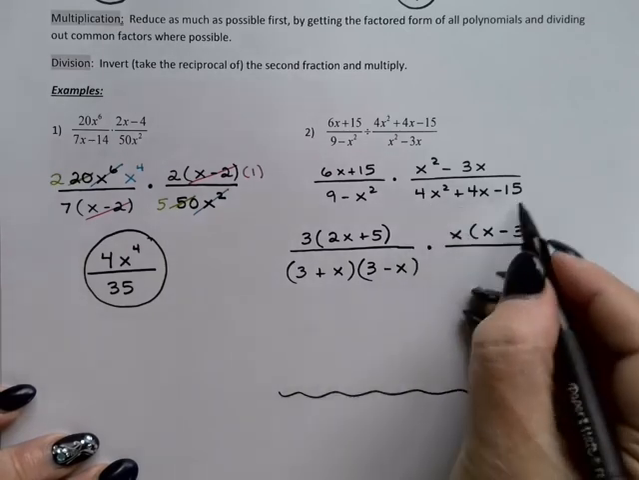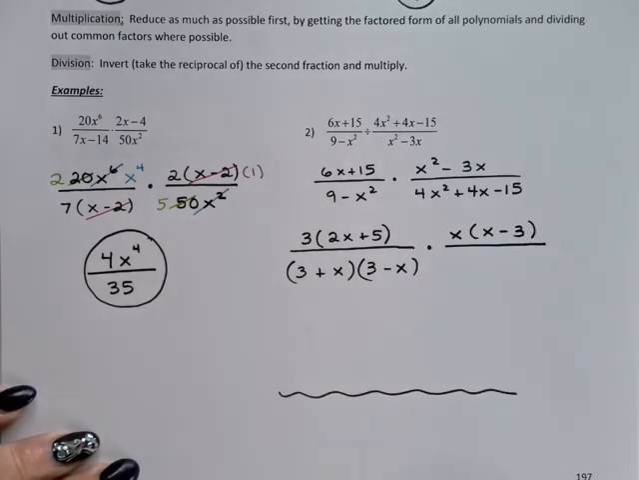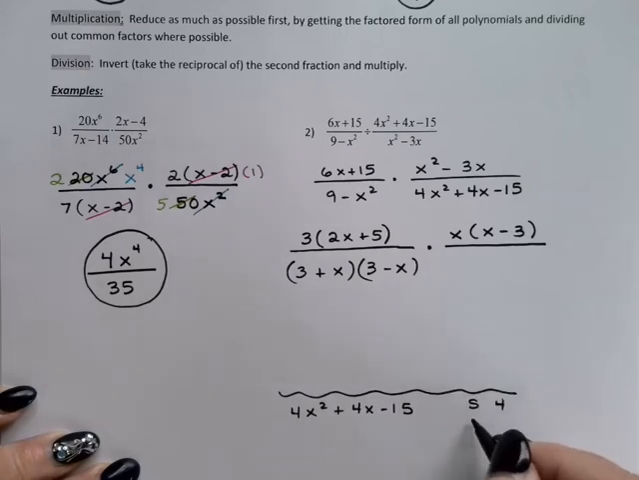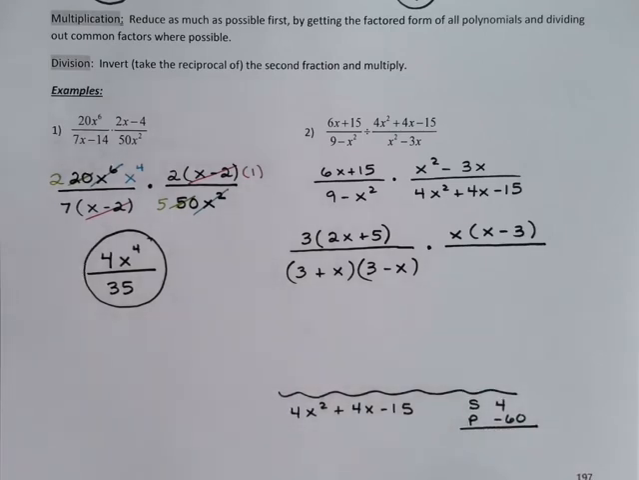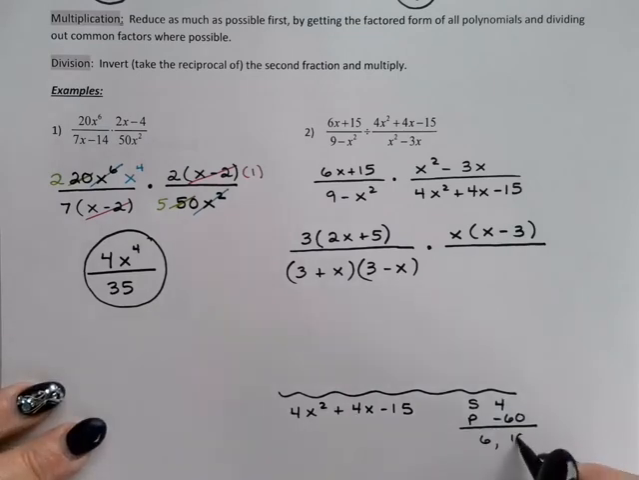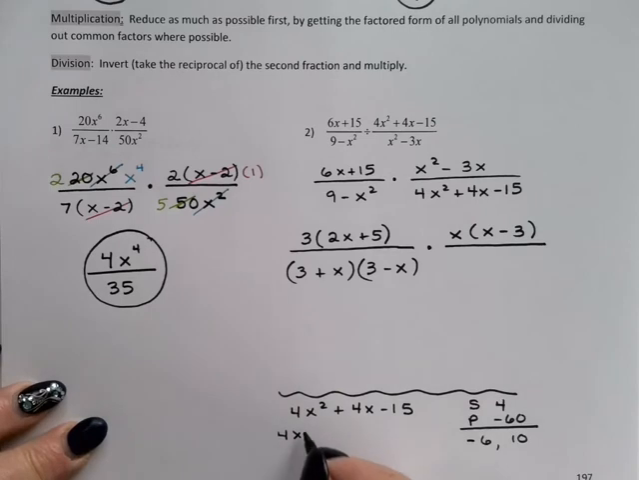I've got this more complicated trinomial. The leading coefficient's not 1, so it's going to take me a little extra work. I'm going to need a sum of 4 and a product of negative 60. So let's see, how about 6 and 10? If I make the 6 negative, those will add up to a positive 4. So I think that's going to work. And we'll split up that middle term then as negative 6x plus 10x.